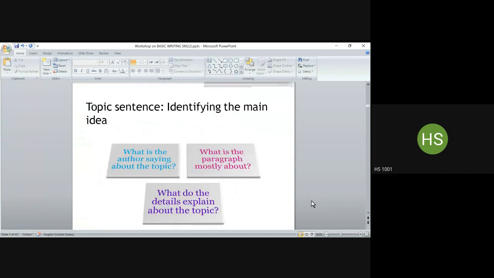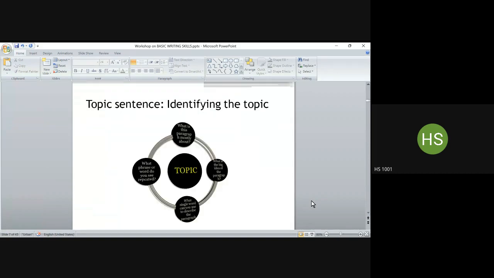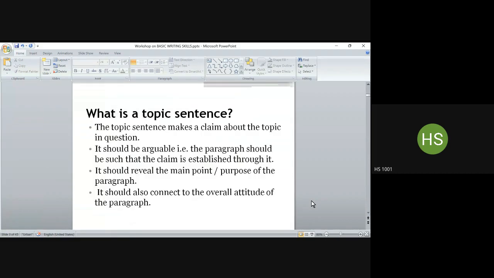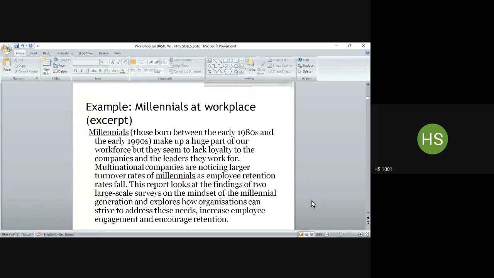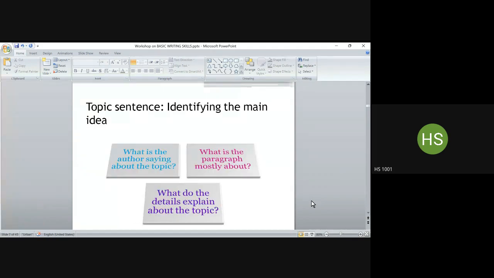Now, keep this in mind. There's a difference between the topic of the paragraph and the main idea of the paragraph, right? The main idea of the paragraph is also responsible to help you give a perspective. Remember this one? Look at what we've read about topic sentence. It should also connect to the overall attitude of the paragraph. It should reveal the main point or purpose of the paragraph. So just knowing the topic is not enough, you should also know what the main idea is.